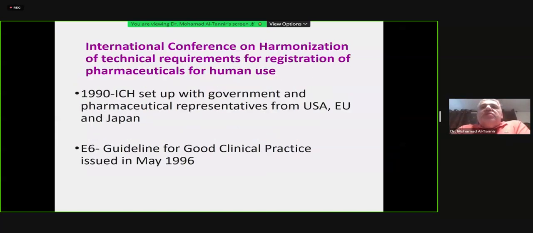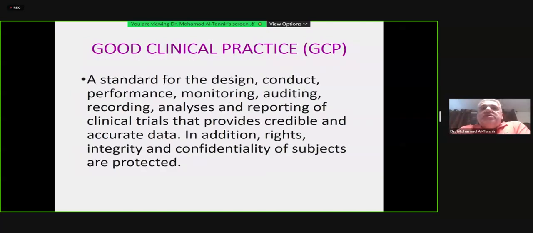What is ICH, the International Conference on Harmonization of Technical Requirements for Registration of Pharmaceuticals for Human Use? First established in 1990, it was set up with governments and pharmaceutical representatives from the USA, the European Union, and Japan. What we care about in good clinical practice is chapter E6, first issued in 1996 and updated on a regular basis. So what is GCP and why has it been established? It's a standard for the design, conduct, performance, monitoring, auditing, recording, analysis, and reporting of clinical trials that should provide credible, valid, and accurate data.